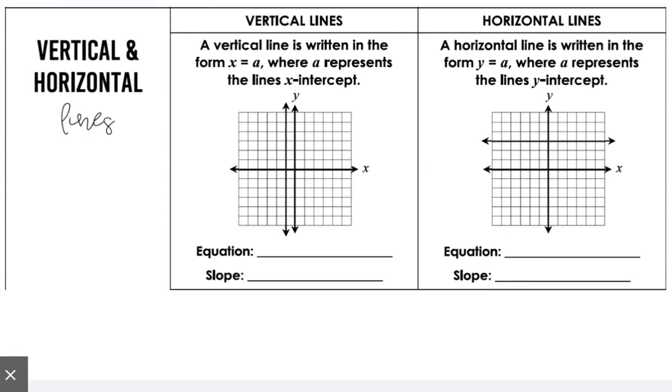Okay, so let's talk about vertical and horizontal lines. So a vertical line is written in the form x equals a, where a represents the x-intercept. So just think about this. A is where the line is crossing the x-axis. Okay, so if we look here, the line is crossing the x-axis at negative 1. So the equation of this line would be x equals negative 1. And then if we remember from doing slope before, the slope of a vertical line is undefined.